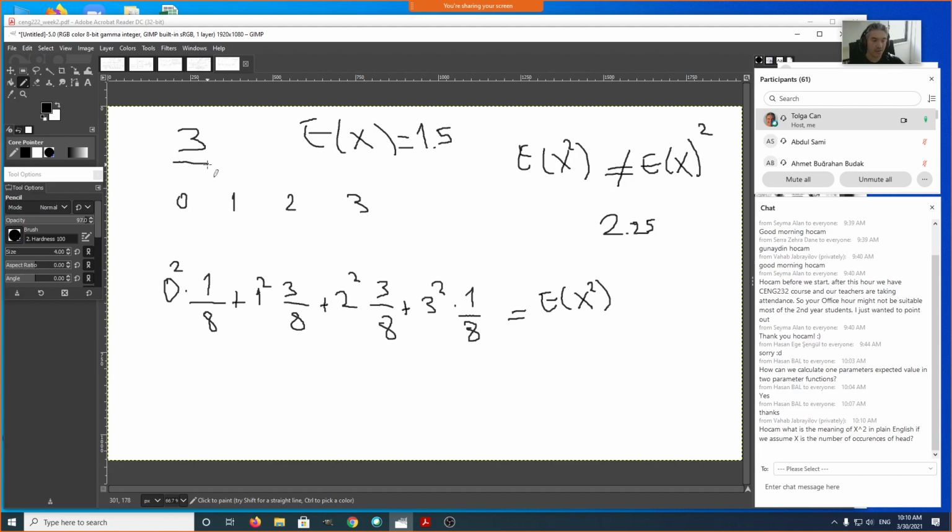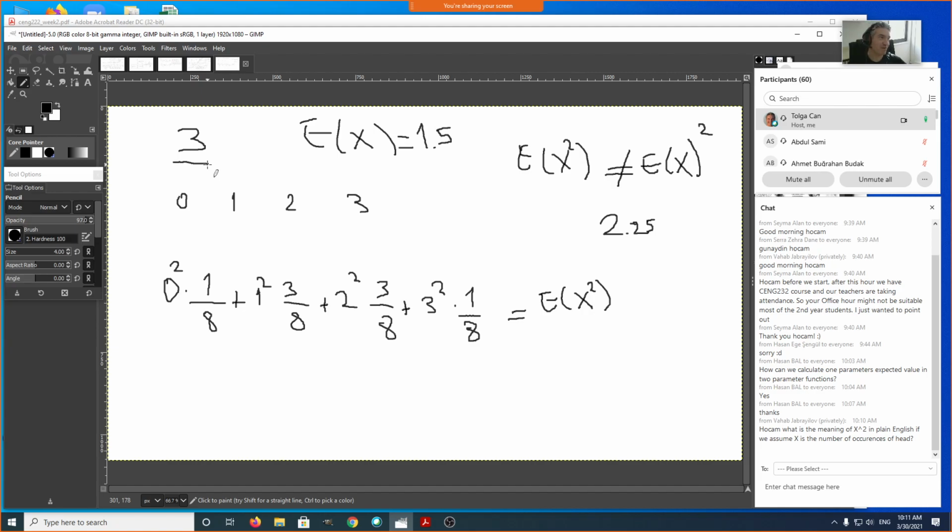Oh yeah, in plain English, it's going to be the square of the number of heads. Basically, it's just a randomly defined toy example which may not have any meaning in terms of random variables. It's just the squared number of heads in 3 tosses. So squared number of heads in 3 coin tosses is what it would mean in English.